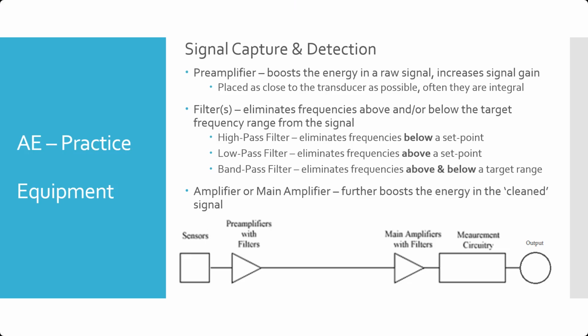And so the big difference: preamplifiers tend to boost the raw signal, then we filter it, whereas a main amplifier is going to boost that filtered signal and it may filter it further. You may have additional filters further in the clean signal. Okay.